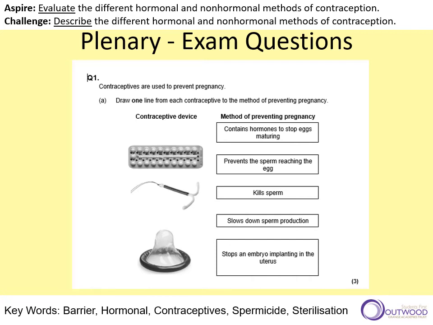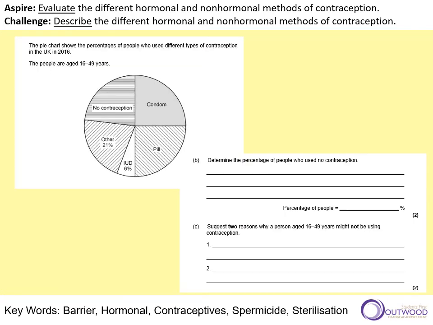Okay, we will go through these answers at the end. So that's question 1. Let's have a look at question 2. So the pie chart shows the percentages of people who used different types of contraception in the UK in 2016. The people are aged between 16 and 49. So you can see you've been given some numbers: other 21, IUD 6, pill and condom. I'm not going to tell you what percentage it is. It seems fairly straightforward. And then no contraception.